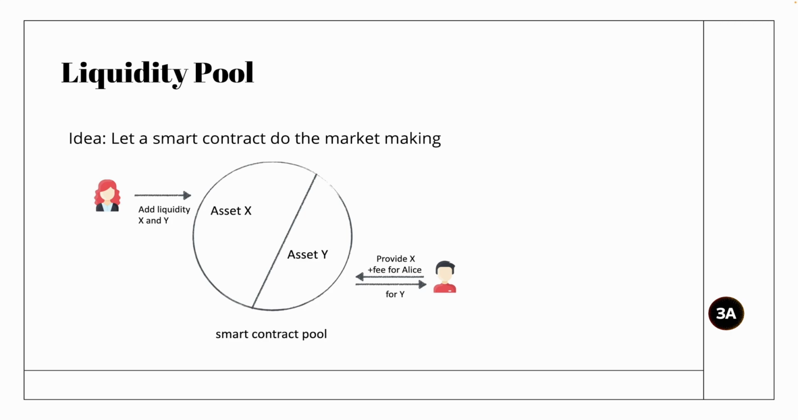So you have here the rich and wealthy actor Alice. She's adding liquidity X and Y into the smart contract pool. And then you have Bob, the trader who wants to exchange X for Y. And because he trusts the service, he's also paying a fee to Alice, who earns an interest on her assets.